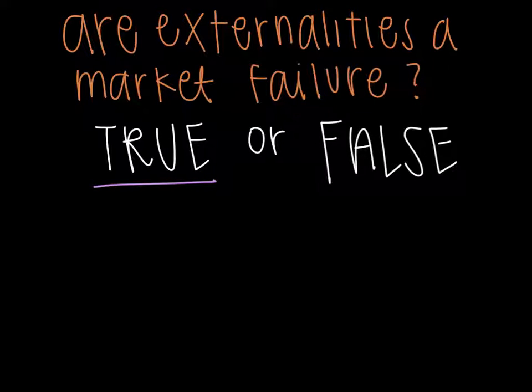To solve the externality, you want to push the quantity and price more towards the socially optimal point. So this is where the government will come in and they will internalize the externality. In the case of a positive externality, the government is going to have a subsidy. And in the case of a negative externality, the government is going to have a tax.